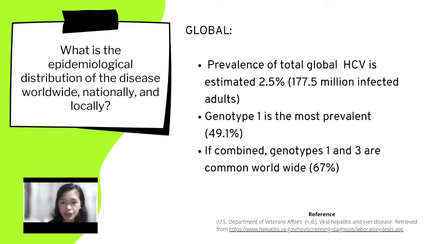Globally, incidence of HCV is higher in parts of Asia, Africa, and South America. Over 177.5 million people are infected, that represents 2.5% of the global population. Among the genotypes of the said virus, genotype 1 is the most prevalent with an estimate of 49.1%. However, when combined, genotypes 1 and 3 are common worldwide, comprising 67%.